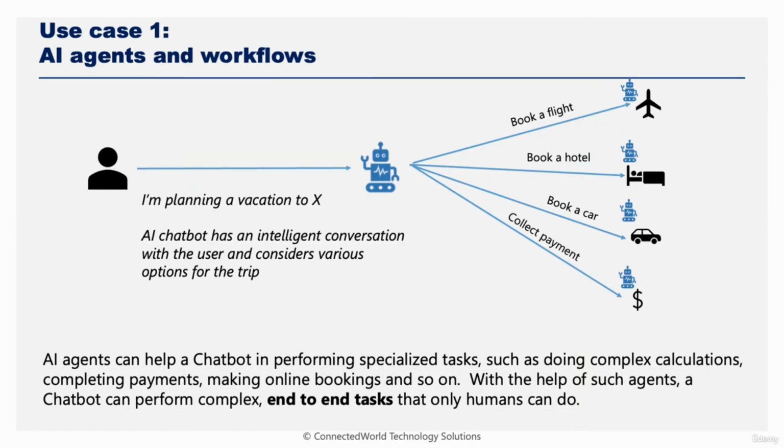So shown here is an example where a customer is planning a vacation. The AI chatbot has an intelligent conversation with the customer and considers various options for the trip. Finally, it interacts with various agents in the back to book a flight, to book a hotel, to book a car, and to collect the payment.